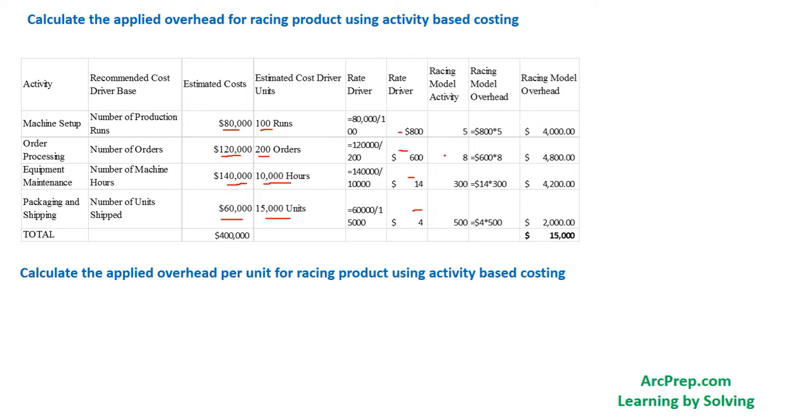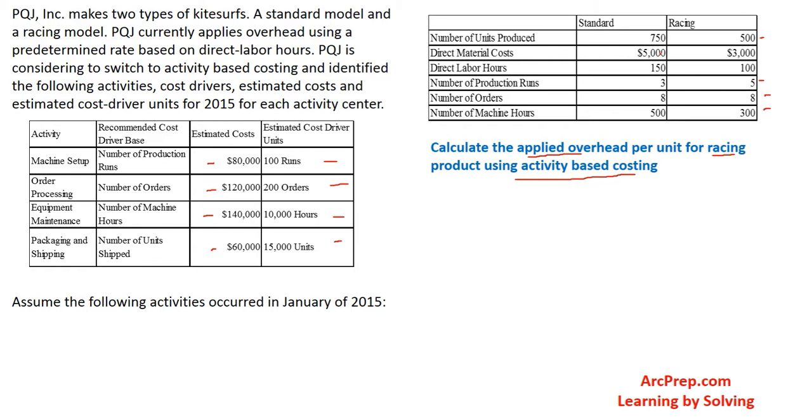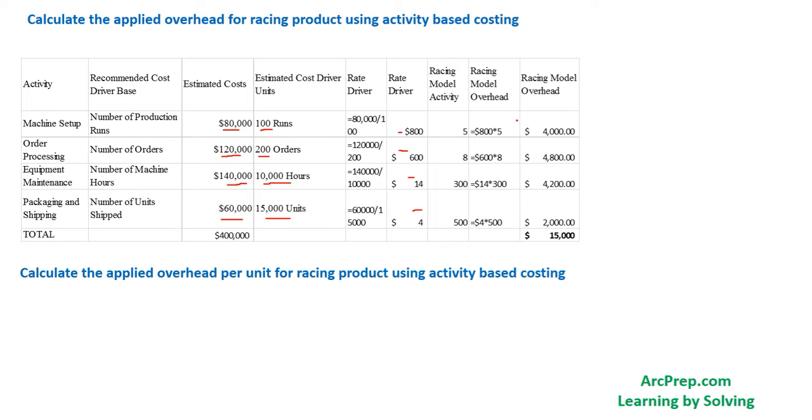Now, the reason I do that in a spreadsheet is because now I can plug in the racing model's activity right here from the previous page. As you see here, for 500 units I need to do 5 runs for production. I need to do 8 orders, and the machine hours required is 300. So I just plug in the activities right here, 5, 8, 300. And this is for number of units. I know that I'm producing 500 units.